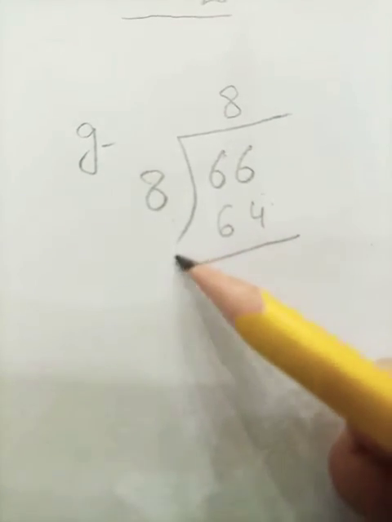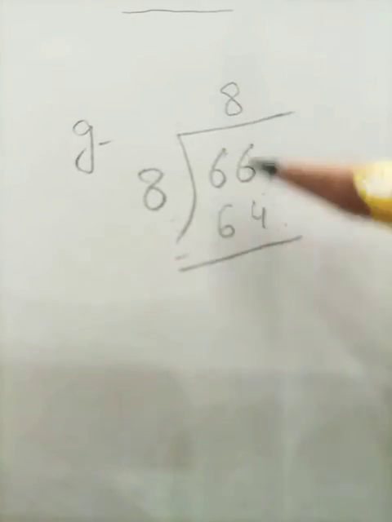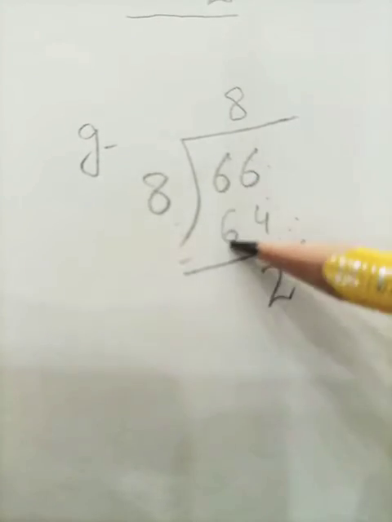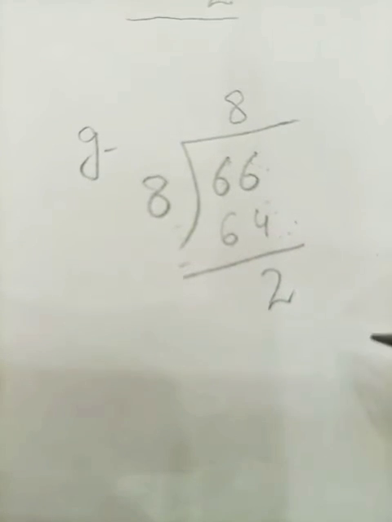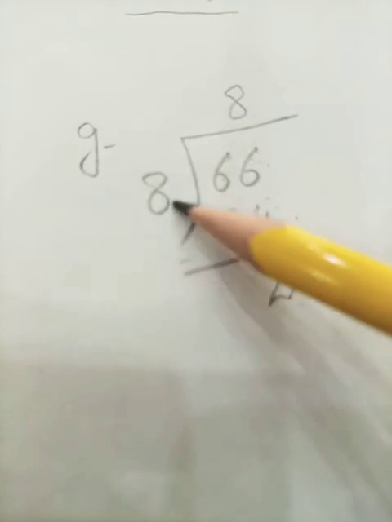So students, next is subtraction. I am going to subtract starting from the ones column. 6 minus 4 and my answer is 2. Students, look at this, in the tens column we can't subtract them, so 2 is our remainder, 8 is our quotient and 8 is also our divisor.